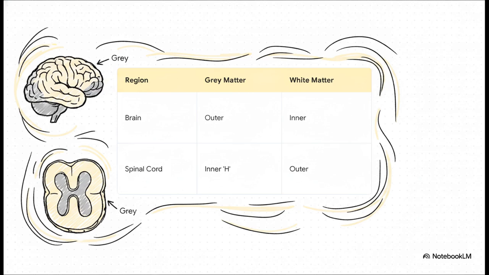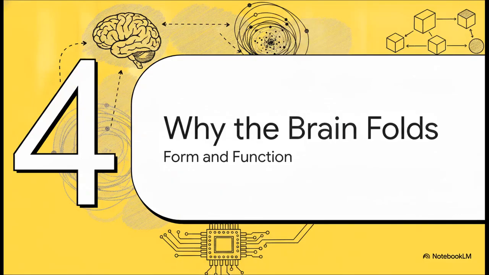But look at the spinal cord. It completely flips. Down there, the gray matter sits on the inside, forming this really distinct H shape right in the center, while the white matter surrounds it on the outside. So, outer processor for the brain, inner processor for the spine. You definitely want to lock that image in your mind. And that brings us perfectly into Section 4, why the brain folds. We're about to connect the physical, macroanatomical shape of the brain directly to its functional computing power.